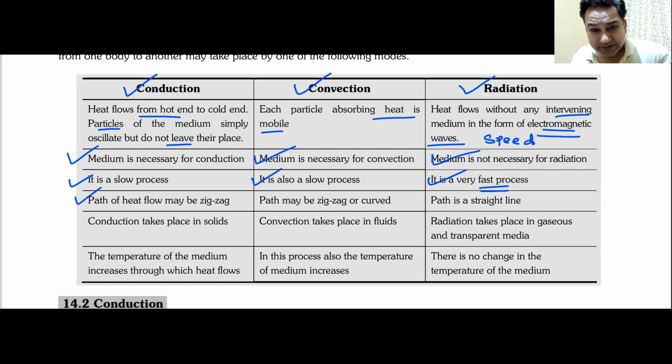In conduction, the path of heat may be zigzag. If the rod is in a different shape, the path may be zigzag or curved. In radiation, the path is a straight line because electromagnetic waves travel in straight lines.